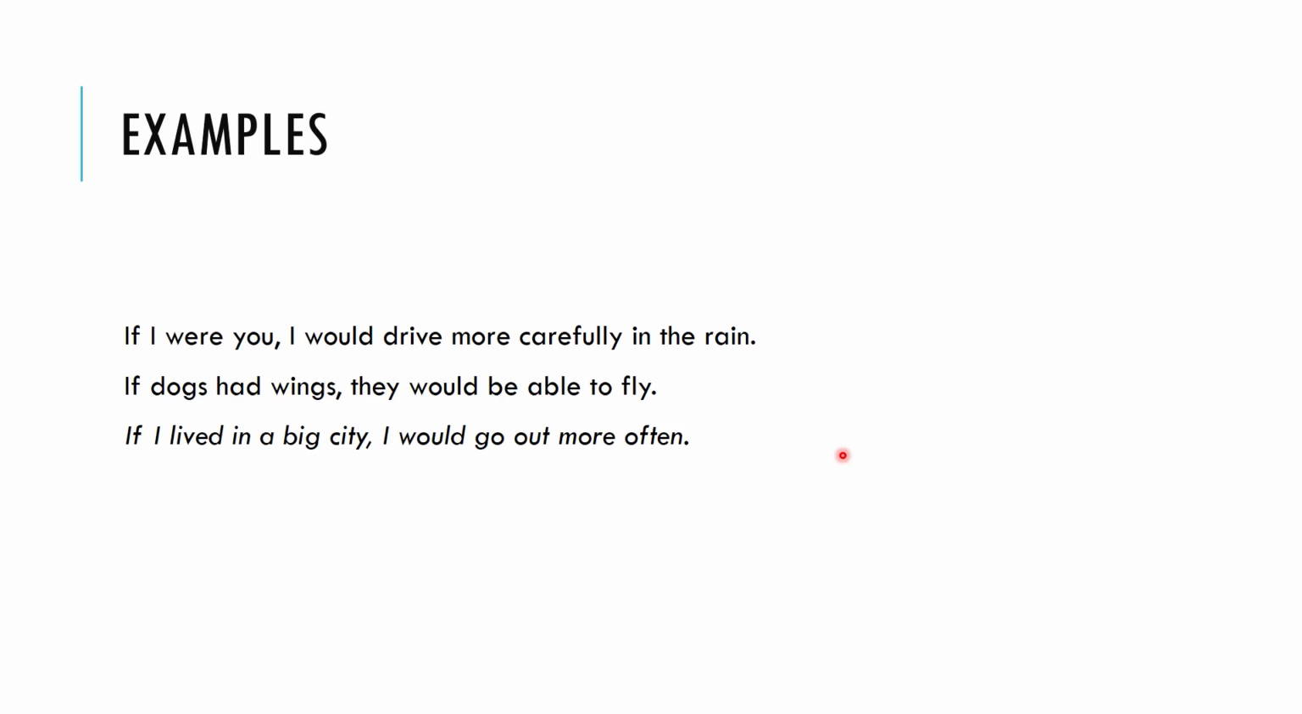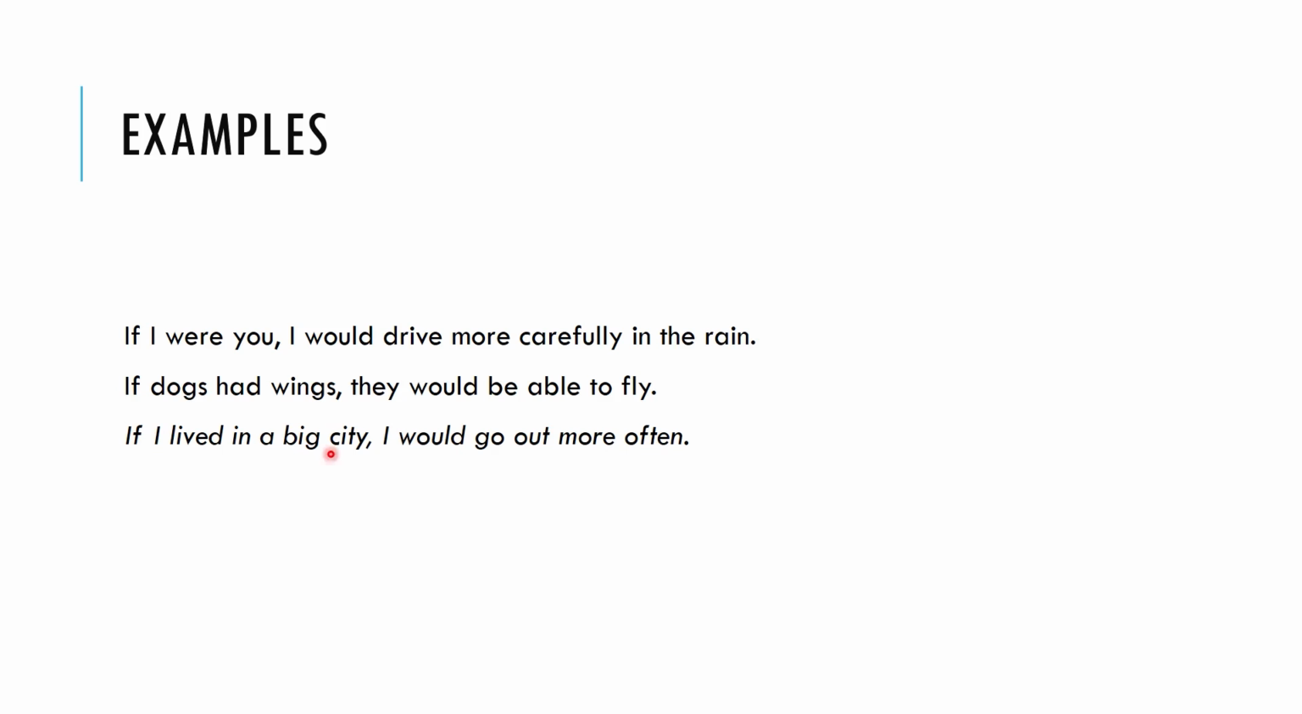Look at the examples. If I were you, I would drive more carefully in the rain. Now here, what is impossible? I were you. I cannot be you. So this is impossible. It's unreal. The next example, if dogs had wings, they would be able to fly. Now look, dogs will never have wings, and this is unreal and impossible. So we use second conditional.